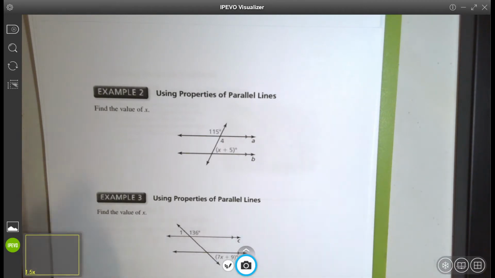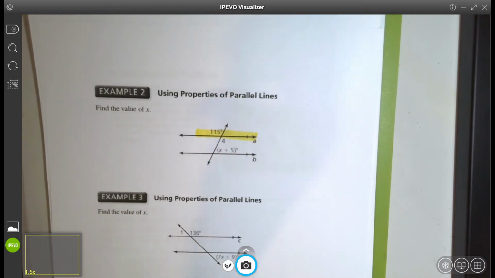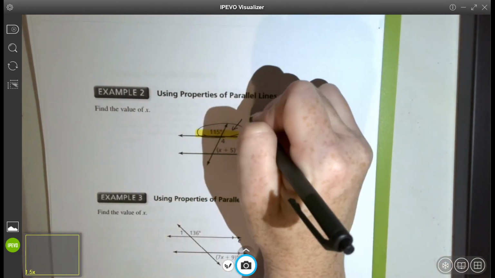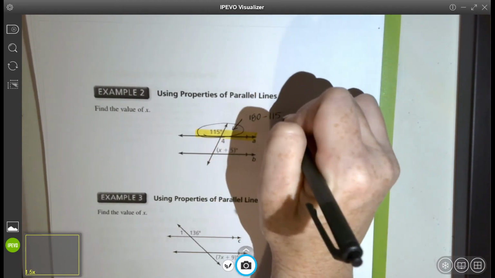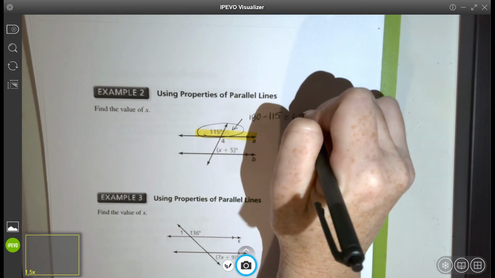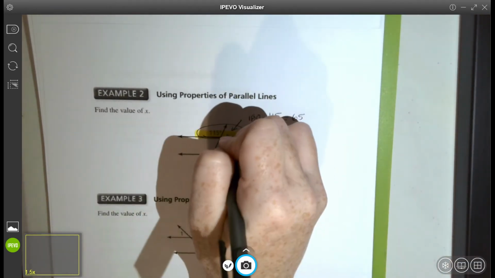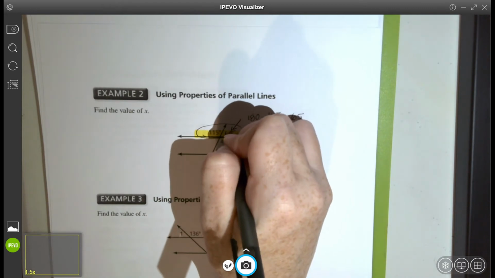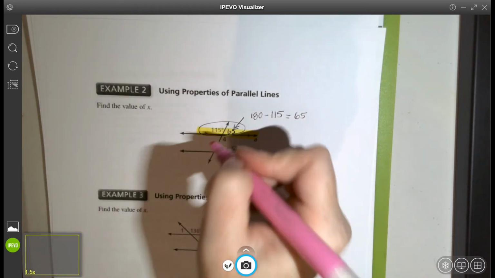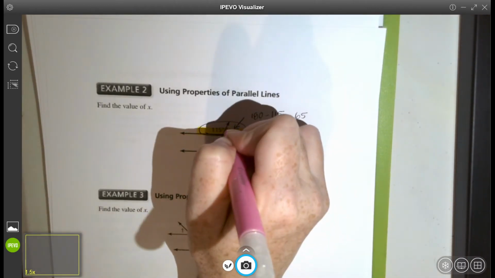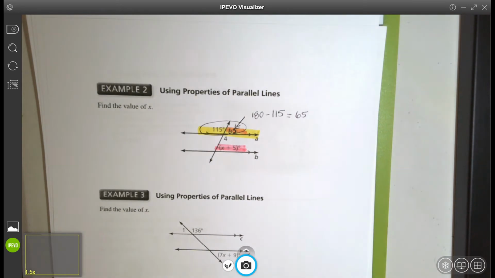So the first thing is I can say that these two angles that I highlighted are a linear pair. And if I wanted to find out this angle measure, I would say 180 minus 115 equals 65 degrees. So I know that this angle is 65 degrees. Now, how is that going to help me? Well, that helps me connect x plus 5 and 65. x plus 5 and 65 are corresponding angles.